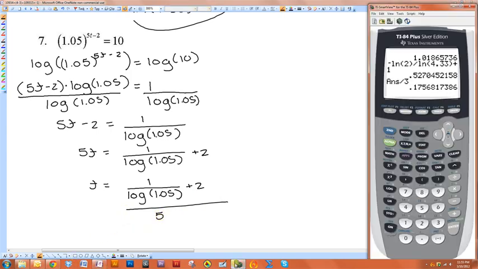Okay. 1 divided by the log of 1.05, plus 2, all divided by 5. So t is approximately equal to 9.84.